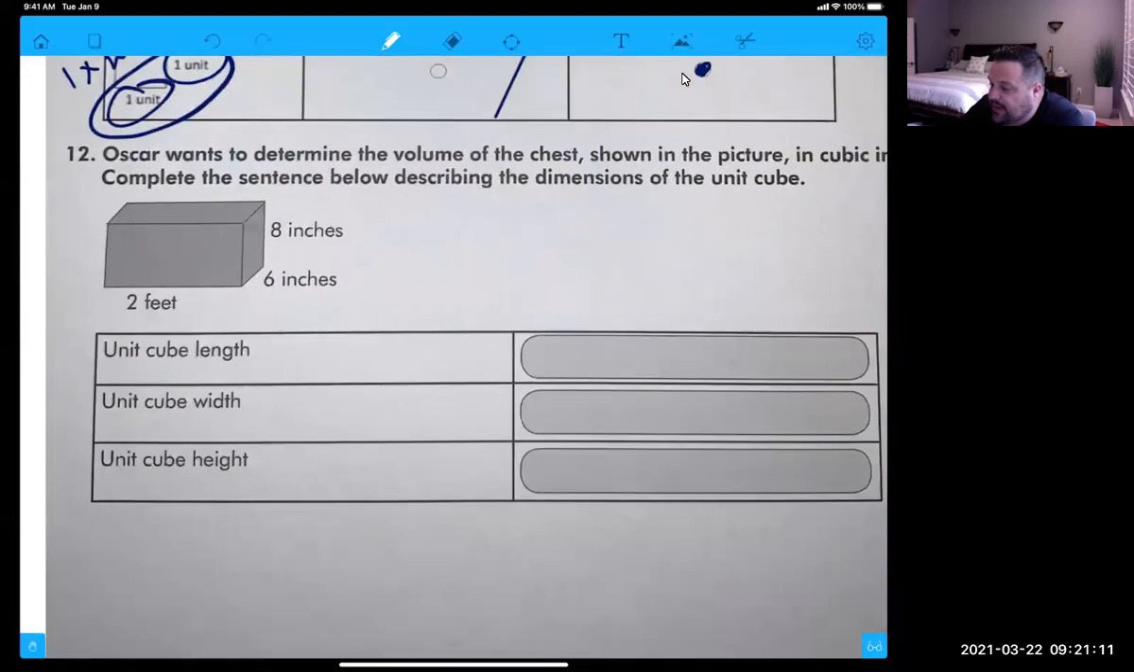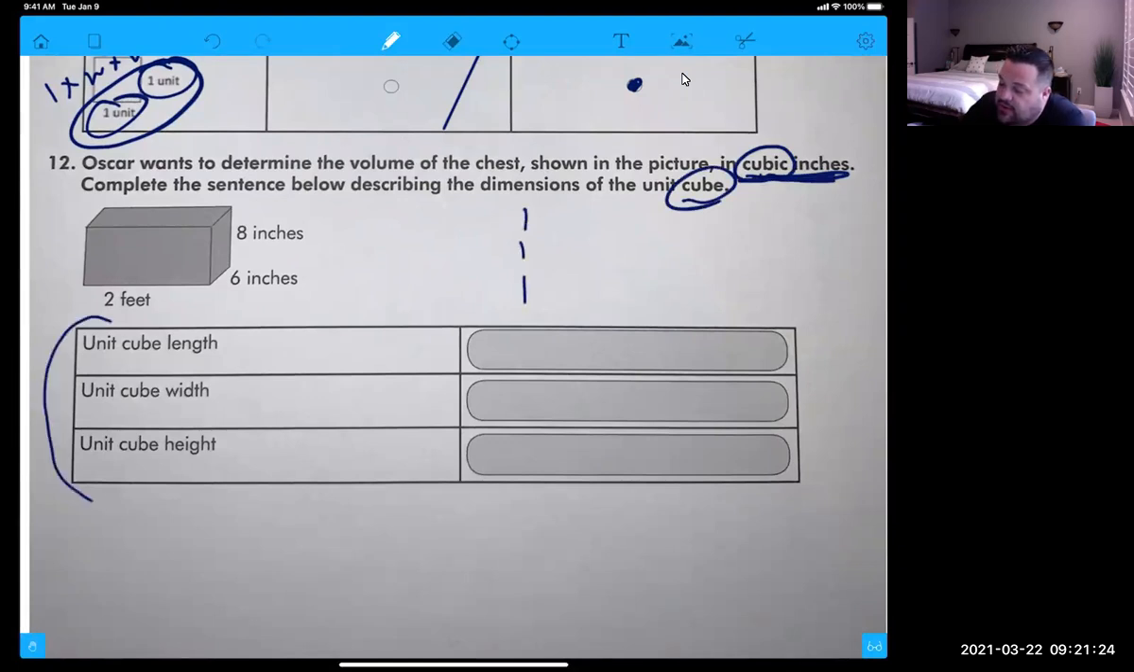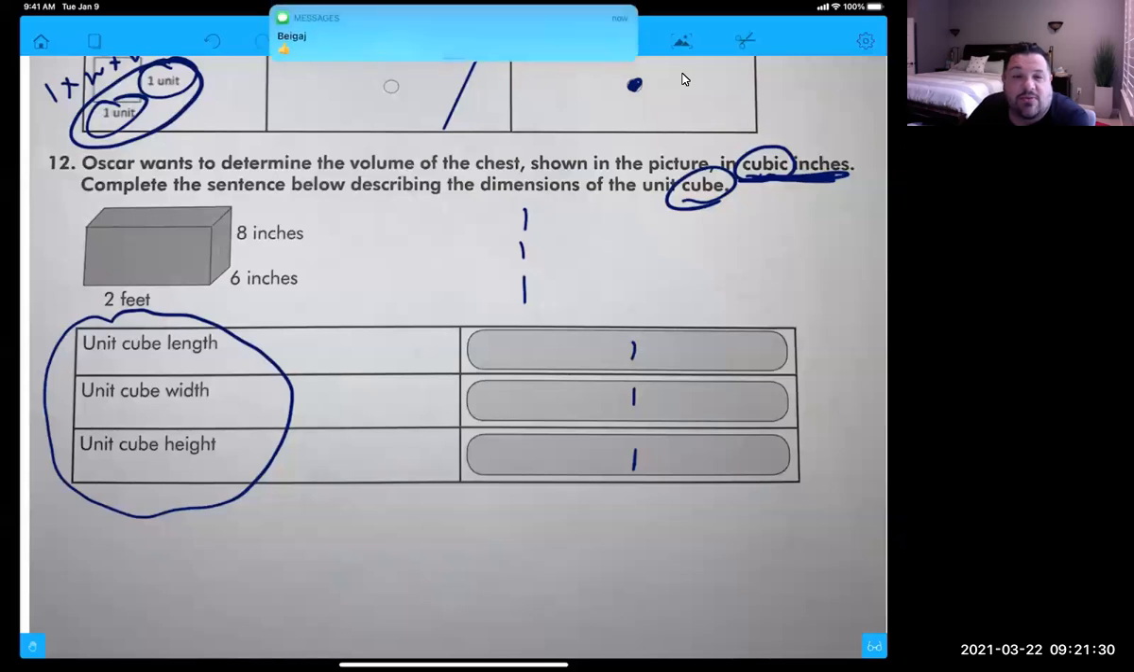And then they gave us this big hard question. It says Oscar wants to determine the volume of the chicken in cubic inches. Cube, right? When you see the word cube, that's when you need to start to know that it needs to be 1 by 1 by 1, right? And so the unit cube length, height, and width, it's all very simple. They all need to be 1. And that was the answer. It really threw me off. So just make sure you remember that as you go through.